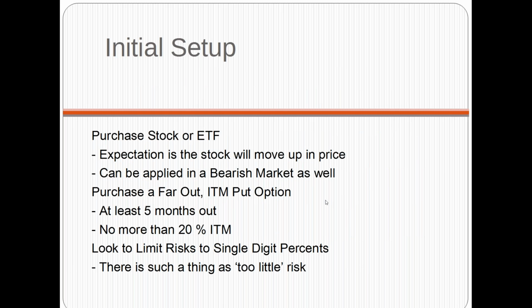Again, the initial setup, how do we apply this in our account? Well, we're going to be able to purchase a stock or an ETF when we open any position. We are looking for stocks and ETFs that we feel are going to move up in price. However, these positions can be applied in a bearish market as well. We're going to purchase at the same time a far out in the money put option. We're going to look at least 5 months out in time. We're going to keep the put option less than 20% in the money. We don't want to go too deep in the money as there's such a thing as too little risk. And this is going to force us to get into a position where we apply those three core principles and we put the market in our favor.